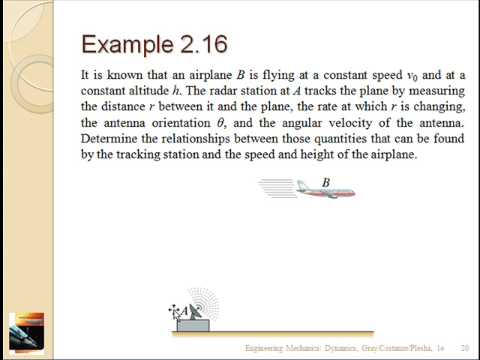Okay, and in order to be able to track the plane, you need to be able to relate the angle of the tracking station and its angular velocity to the geometry of the problem, the height of the plane, the speed of the plane, that sort of thing. Okay, so we just want to find a relationship between theta and theta dot for this tracking station and the velocity of the plane.